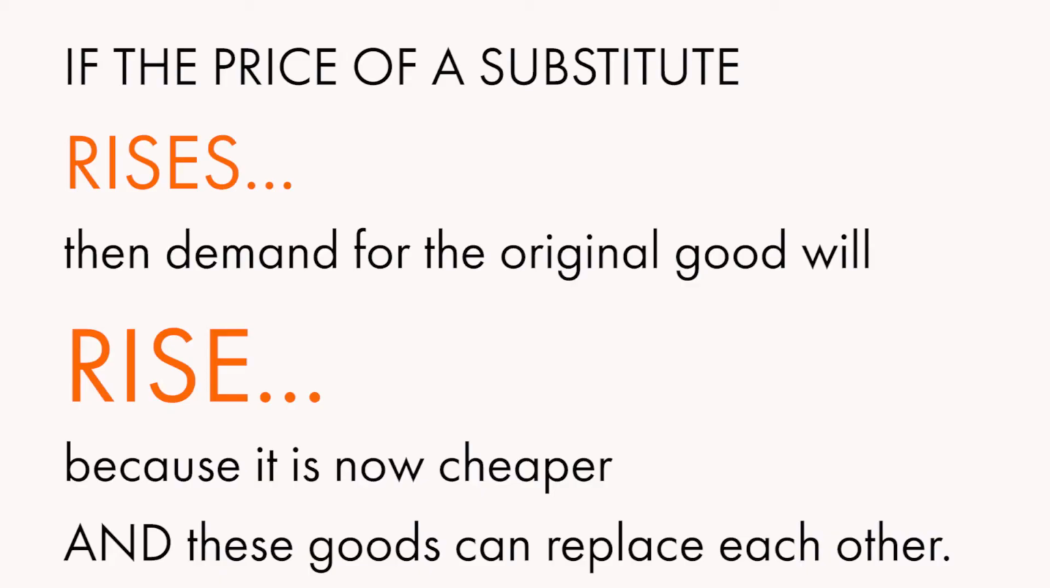So if the price of a substitute goes up, let's say we've got Toyotas and Mitsubishis. If the price of Mitsubishis goes up, then demand for Toyotas would rise because these two things are substitutes for each other and the Toyota is now cheaper. So if the price of a substitute goes up, demand for the other good will rise.